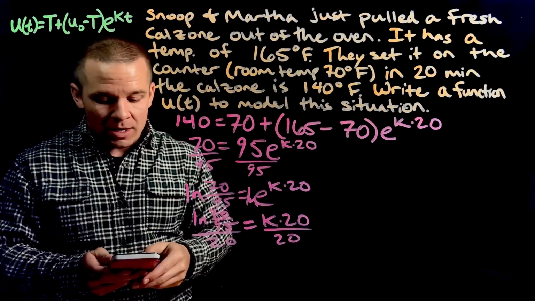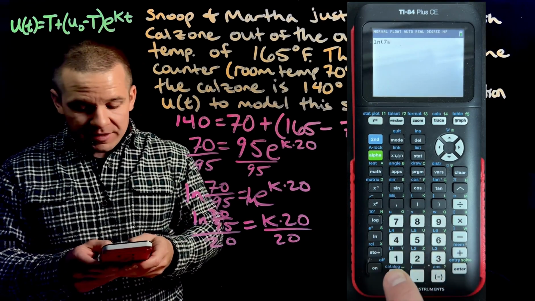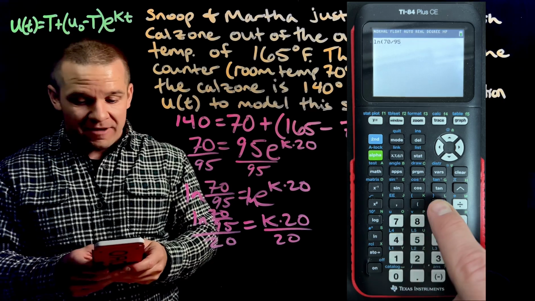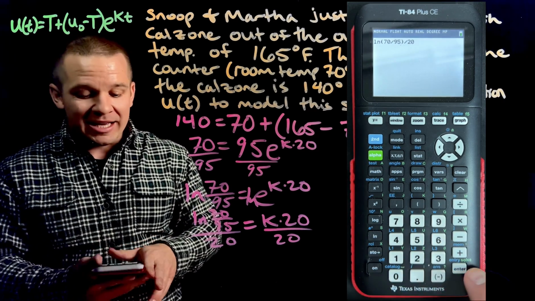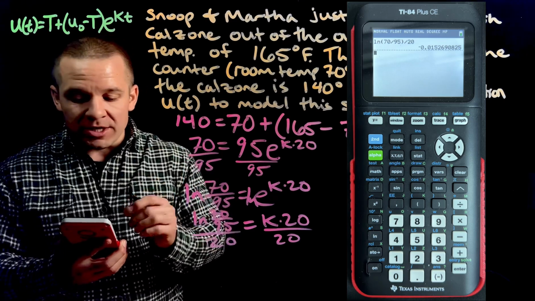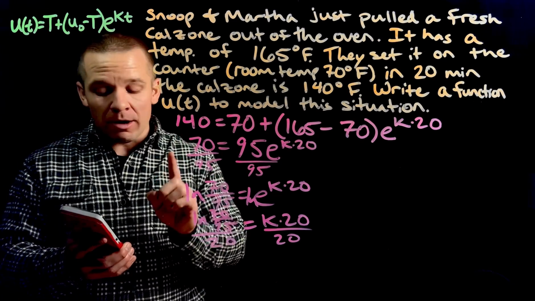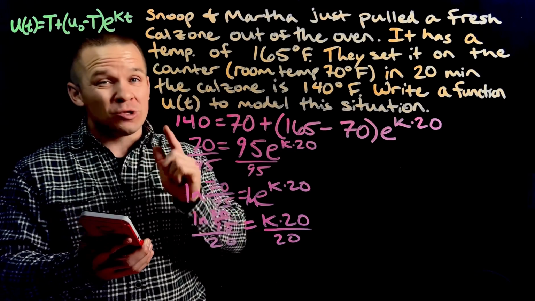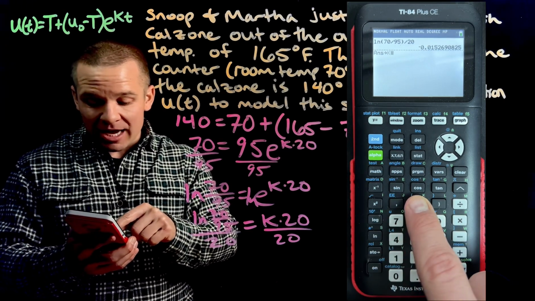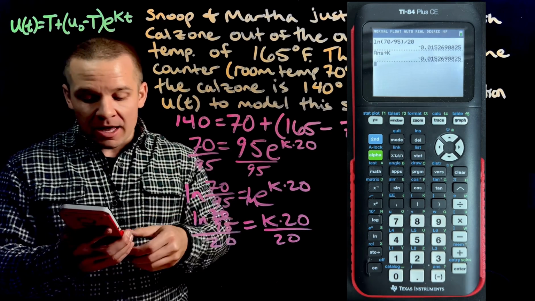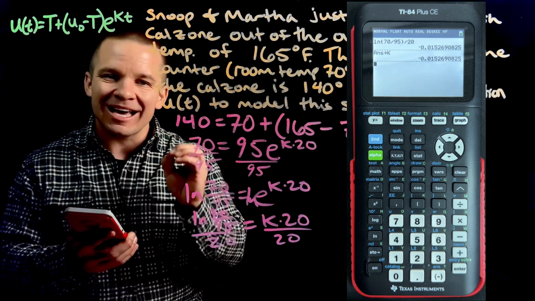So let's do that. Turn this bad boy on. I'm going to take the natural log of 70 divided by 95, close my parentheses, divide by 20, and I get negative 0.015. That equals k. So now I'm going to store it. I'm going to hit the store button, and then choose alpha, and it's going to be k, which is the parenthesis there. Then I can hit enter, and now it's stored in my calculator as k.